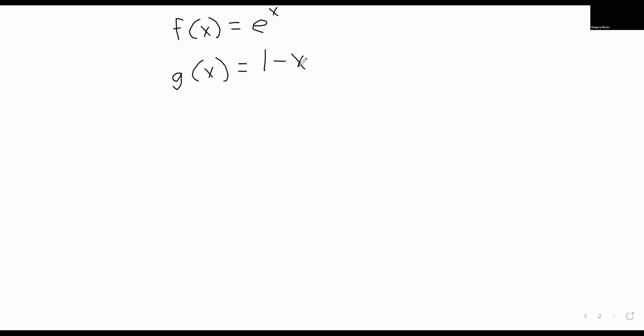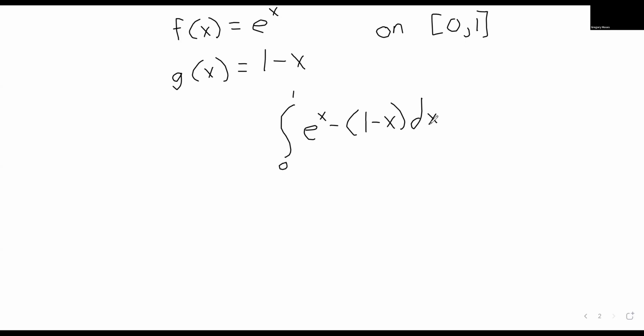So let me see, the exponential was the bigger. Did I say from 0 to 1? So the exponential was the bigger one. So the upper minus the lower. We need to be careful not to make any sort of algebra mistakes. We're subtracting g of x, so we're subtracting 1 minus x. And that negative sign distributes and turns into this.